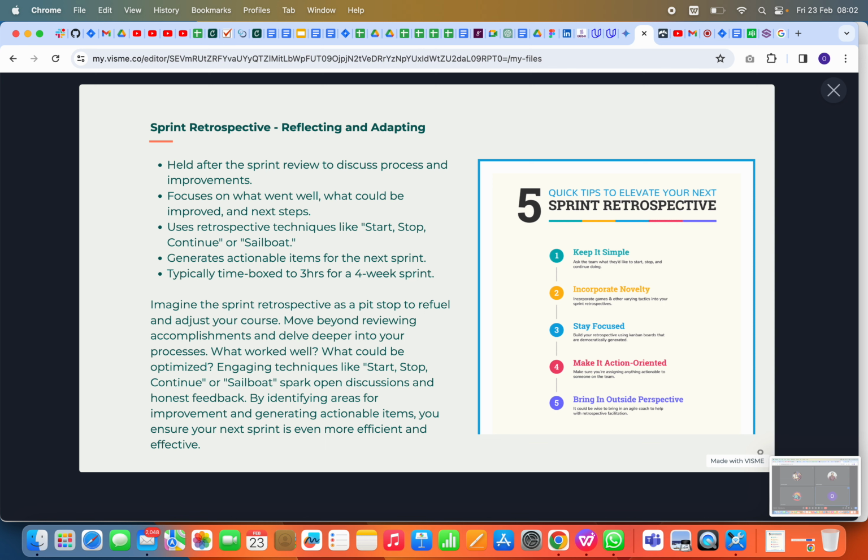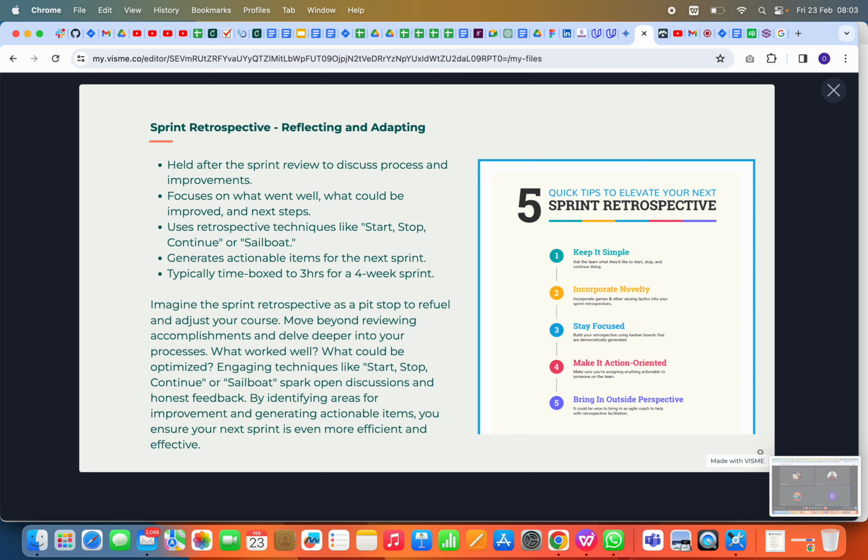So sprint retrospective uses techniques like start, stop, continue, or sailboat. You get to learn all of this in the practical session. So sprint retrospective also generates actionable items for the next sprint. So it's typically time boxed to 3 hours for a 4-week sprint. So it is the shortest ceremony in Scrum, aside from the daily stand-up. So the sprint retrospective is expected to be 3 hours or lesser, depending on the duration of your sprint.